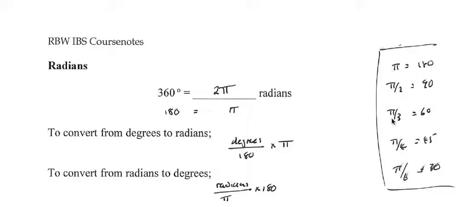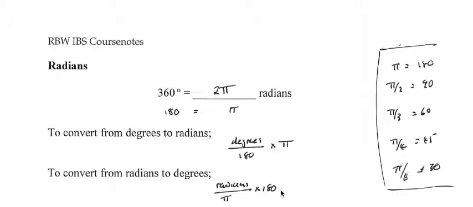So this gives you a whole load of common fractions of a turn, which you should know in both degrees and radians. So 180 degrees is pi radians, everything else scales from there. Pi by 2 is 90, pi by 3 is 60, pi by 4 is 45, pi by 6 is 30. So to go from degrees to radians, you divide by 180 and times by pi. To go from radians to degrees, you divide by pi and times by 180.